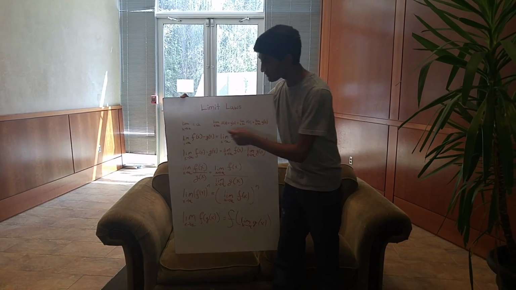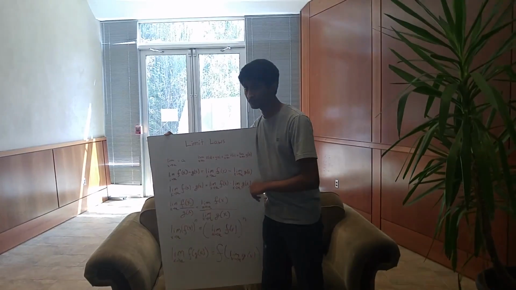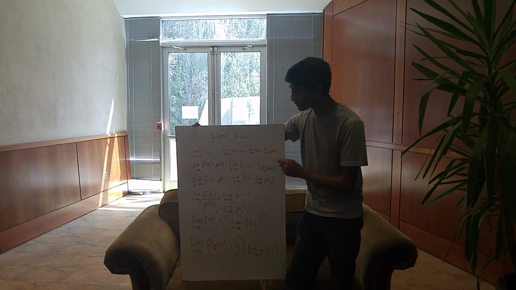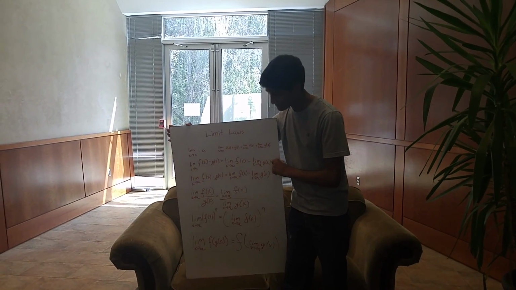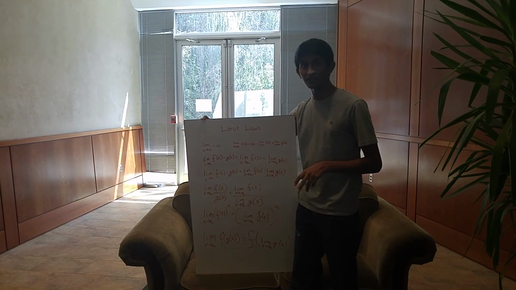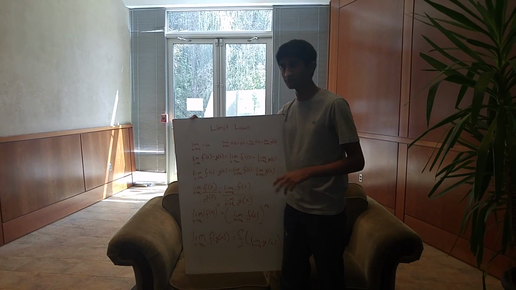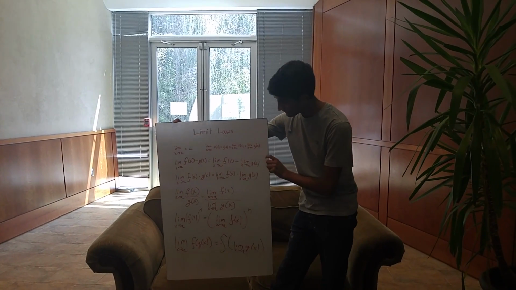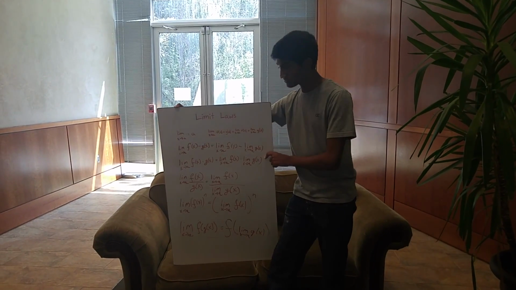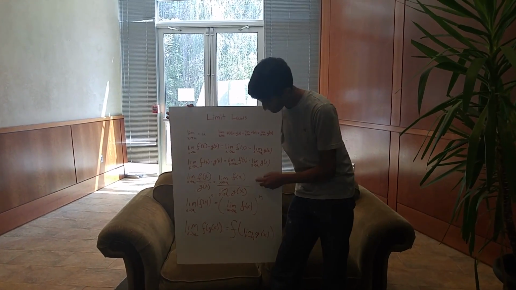Limit laws. Now first up, we have the constant limit law. The constant limit law says that if you have a limit going to a constant, then it's just equal to the constant. Here we have the addition limit law, which says that if you have 2 functions being added together inside of a limit, they can be separated into 2 different limits being added together. That's the same with the subtraction limit law and the multiplication limit law, which just means that if they're subtracting or multiplying within the limits.